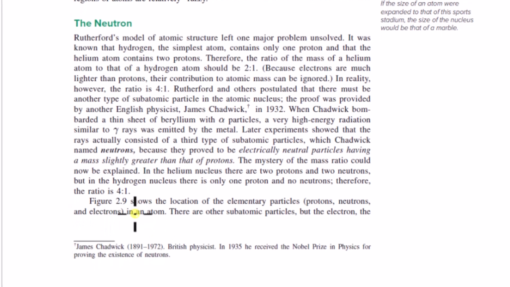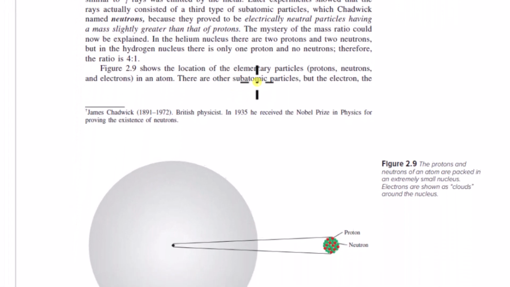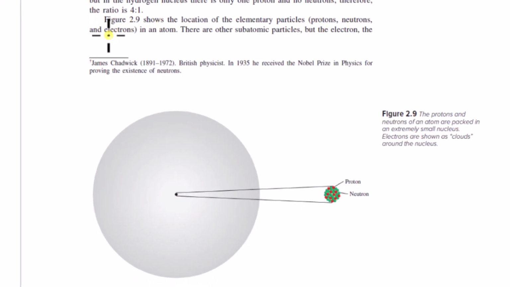Okay, so this figure here shows the location of the elementary particles, protons, neutrons, and electrons in an atom. There are other subatomic particles, but the electron, proton, and neutron are the main ones that we're thinking about for general chemistry. But so you've got this tiny nucleus here, and then surrounded by an electron cloud. So most of the diagrams you see of an atom are not to scale. To make it more visually illustrative, they make the nucleus a lot larger relative to the electron cloud than it actually is. Even this is probably not drawn correctly to scale.